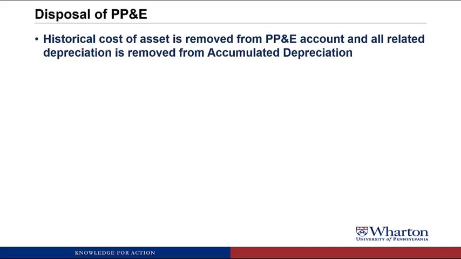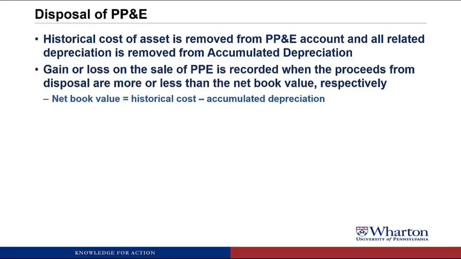So historical cost would be the acquisition cost plus any other cost that you've added to it over time. You also remove all the related depreciation from accumulated depreciation, which makes sense. If we don't have the asset anymore, we don't need the depreciation on the asset. A gain or loss on the sale of PP&E will be recorded when the proceeds from the disposal are more or less than the net book value, respectively, where net book value is the difference between historical cost and accumulated depreciation. So the journal entry is going to look like this.